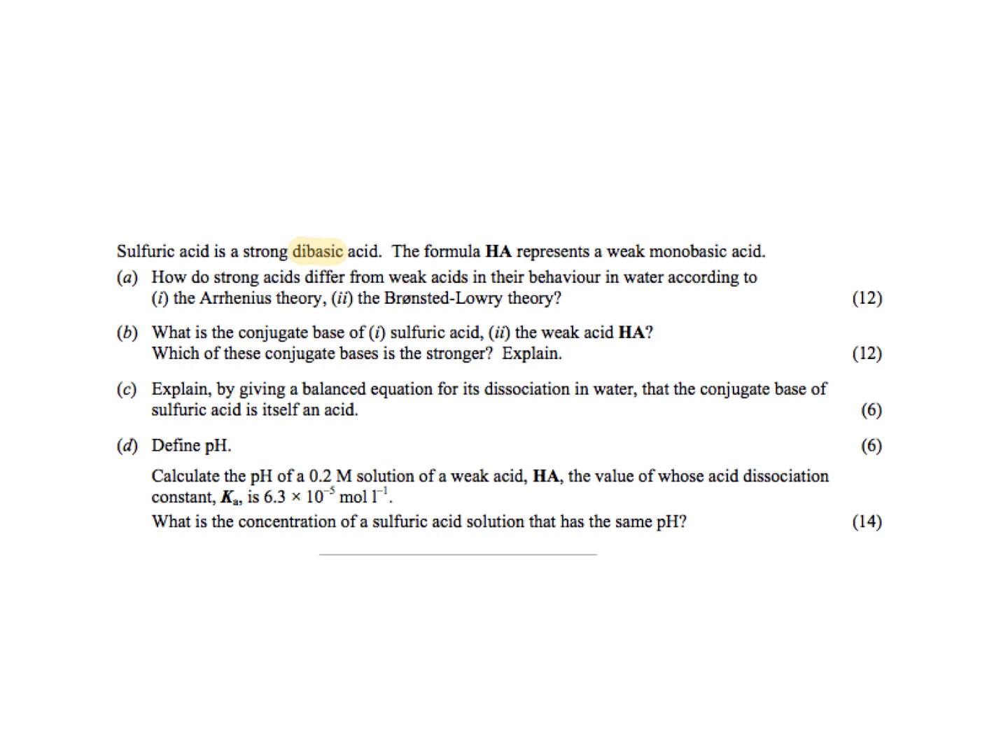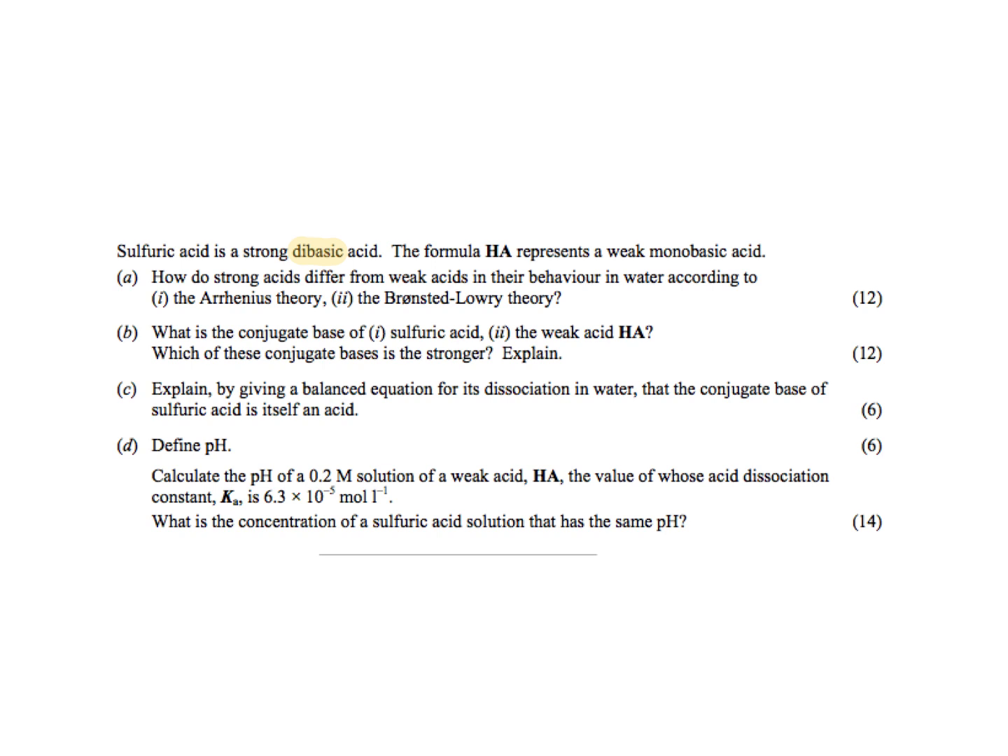How do strong acids differ from weak acids in their behaviour in water according to Arrhenius and Bronsted-Lowry? So there they're looking for 4 definitions. They're looking for a strong acid in terms of Arrhenius and Bronsted-Lowry, and they're looking for a weak acid in terms of Bronsted-Lowry and Arrhenius. So because there's 4 definitions there that you would need to write down, that is 3 marks per definition.